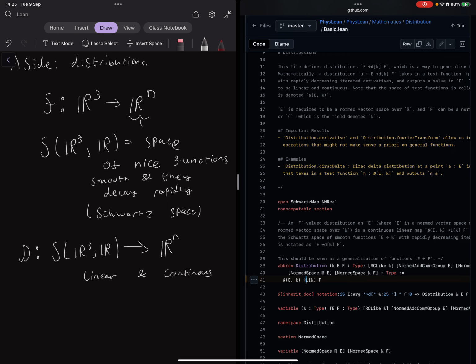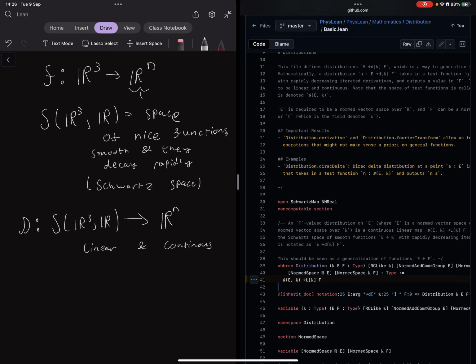And this is what we have here, where this notation, let me see if I can highlight it, this notation here, this arrow with this L and this box basically is a linear continuous map. This is what this is saying.